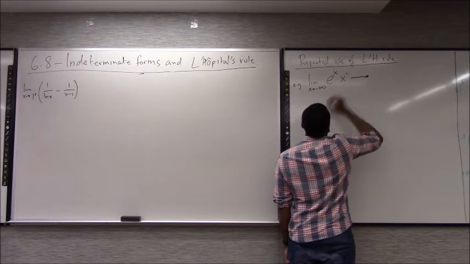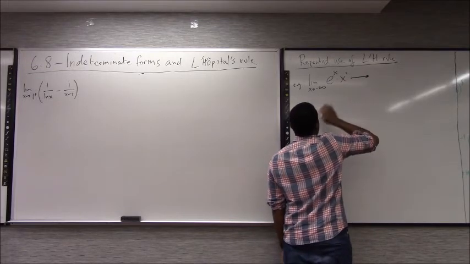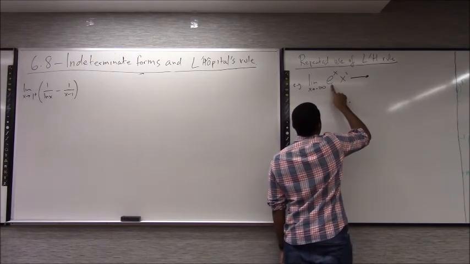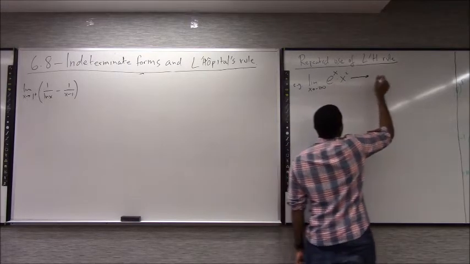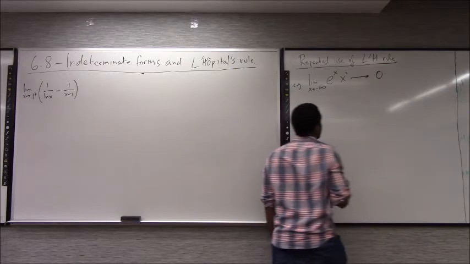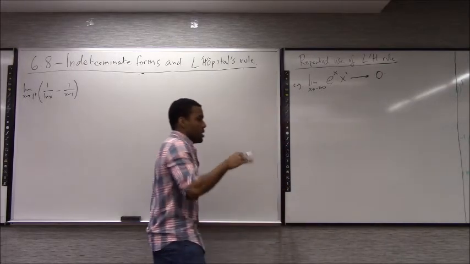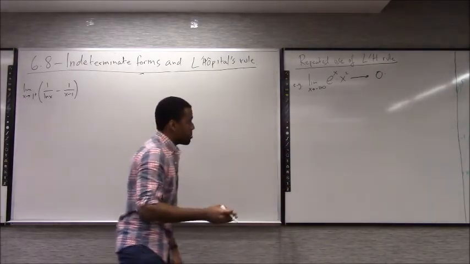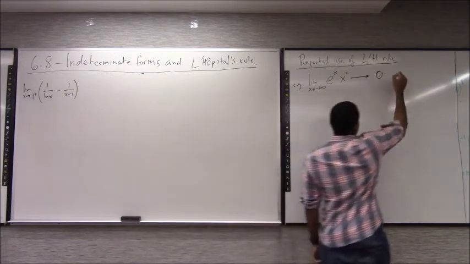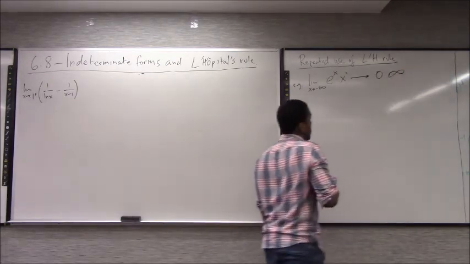Okay, so what is this approaching? If I plug in negative infinity for x in e to the x, what does it go to? Well, 0, right? Because e to a negative number is just 1 over e to the positive number, so that's going to 0. So this is kind of going to 0 times infinity here.